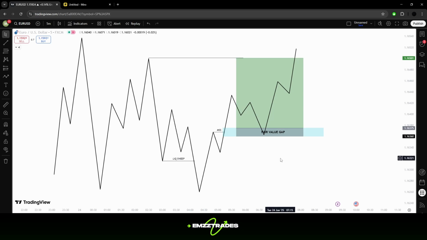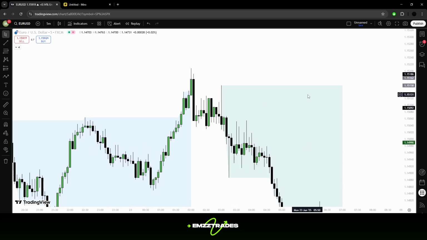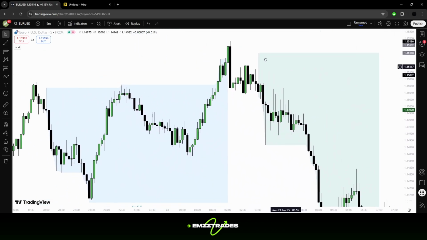Okay, now I'm going to be showing you another example, so make sure you do stay very, very focused because this example is going to be very, very hard. Alright, so as you can see, this example resonates with everyone very, very well.